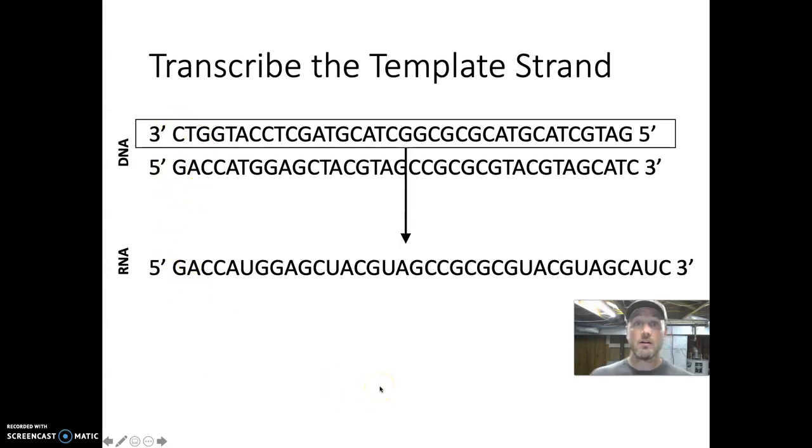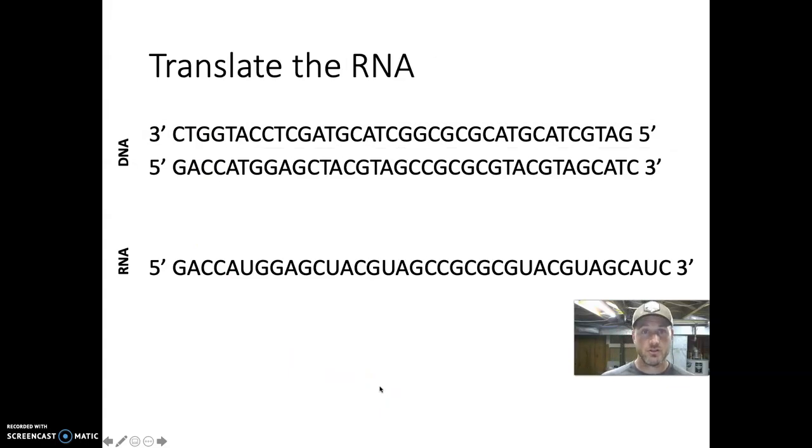All right, now we've got our RNA. We're going to translate that sequence. So we're going to translate the RNA now. So how do we get started? The first thing we have to do is find a start codon. So translation always starts at a start codon, and the start codon is always AUG.